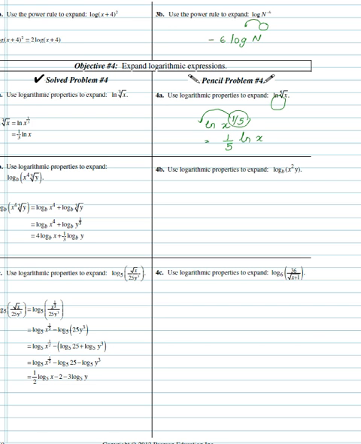Expand the logs. This is x squared times y. Remember, we have log a times b is equal to log a plus log b to the base n. So here I have log x squared times y to the base b is equal to log x squared to the base b plus log y to the base b.